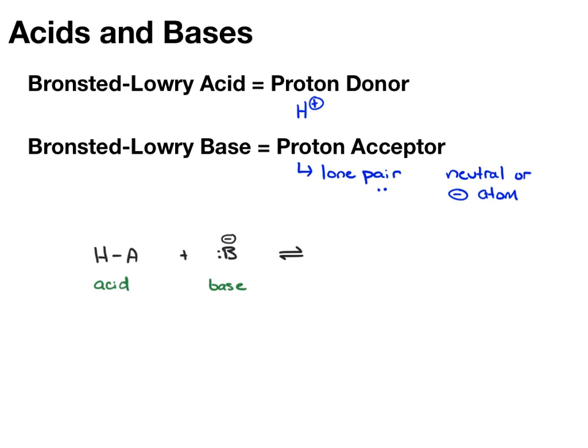And what happens in an acid-base reaction is the base accepts the proton from the acid, or the proton goes to the base. So what we end up with is the proton bonded to B, and then A is left over with a lone pair, and that will be A minus. In the product side, we have our conjugate acid and our conjugate base.